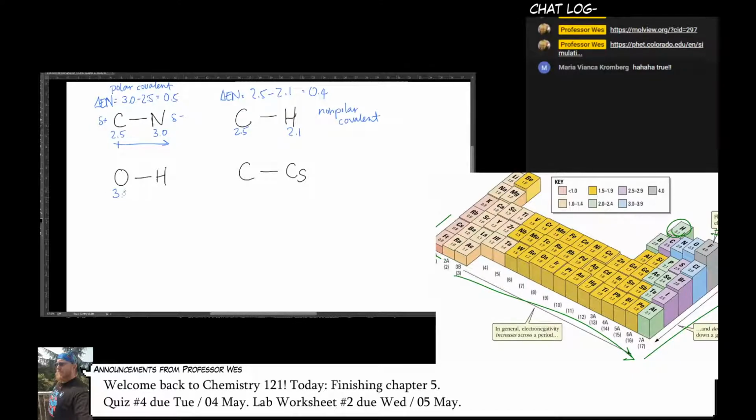Here's OH. Oops, no, that's not right. 3.5. When I do the subtraction, I get this. So this is also polar covalent. And we would point towards the more electronegative atom, or put delta minus on the more electronegative atom's side. You don't have to do both notations. I'm just doing both to show you them.